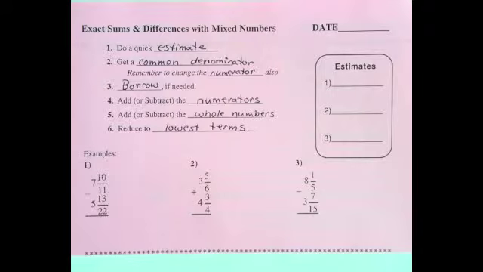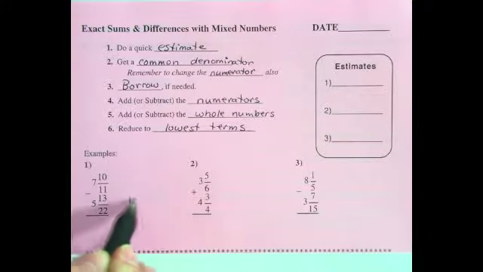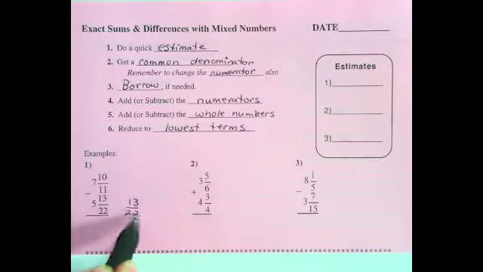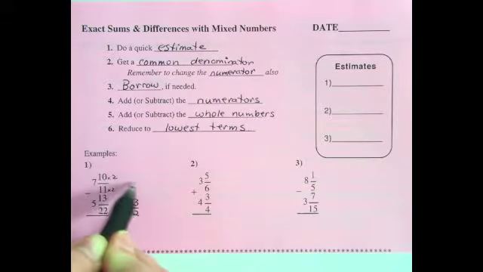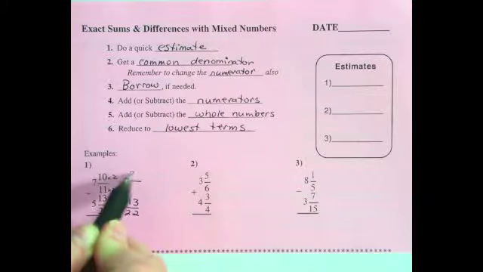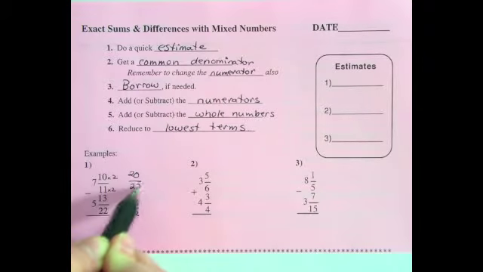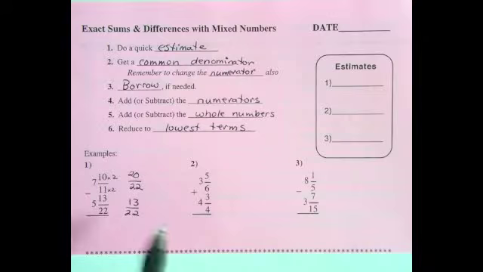In example number 1, we've got to find a common denominator. 11, 22, the lowest common denominator is going to be 22. So we're going to leave the bottom fraction alone and take our top one times 2. So my new fraction is going to be 20 twenty-seconds. Now we're ready to subtract.